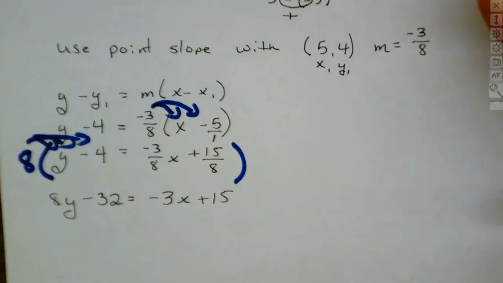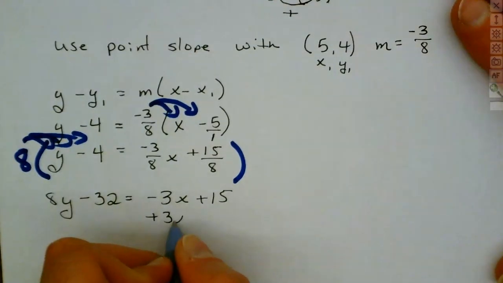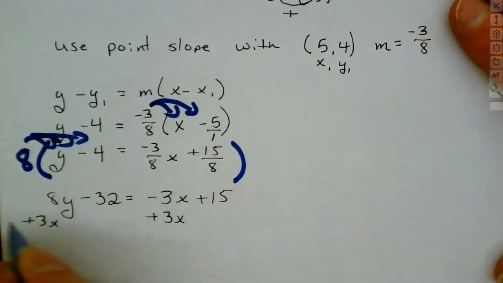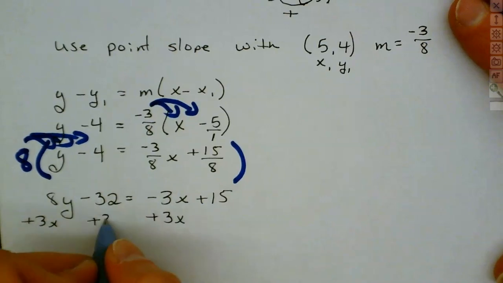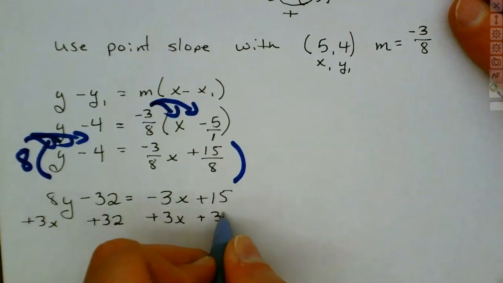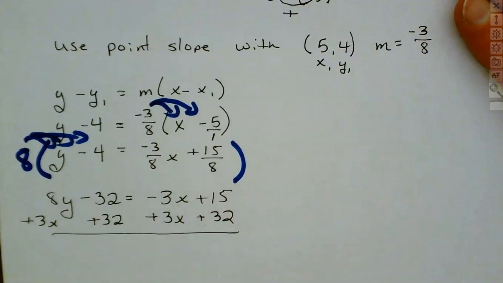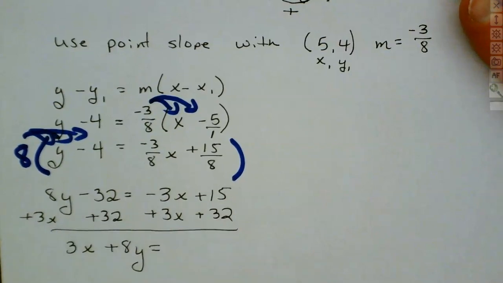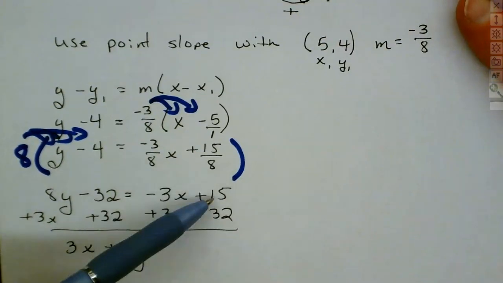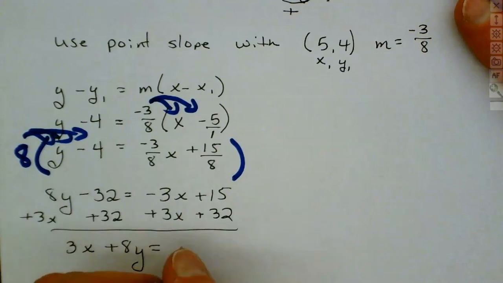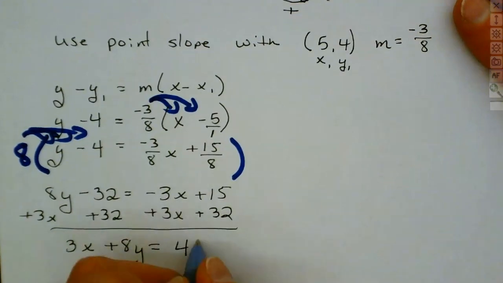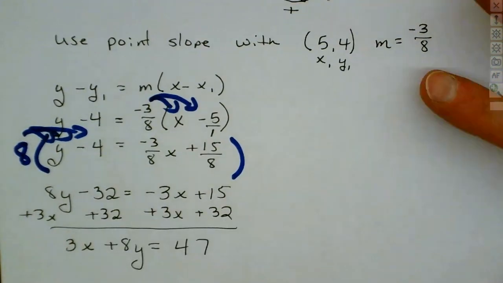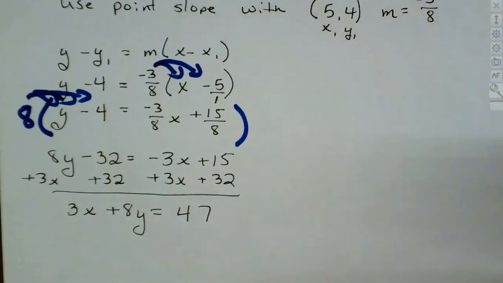We want it in standard form, so that means we move the 3x over, and we add the 32 over as well. Rewriting, we then have 3x plus 8y equals, and we've got 15 and 32, so that makes it a 47, it looks like. And is that in standard form? Yes, it is.